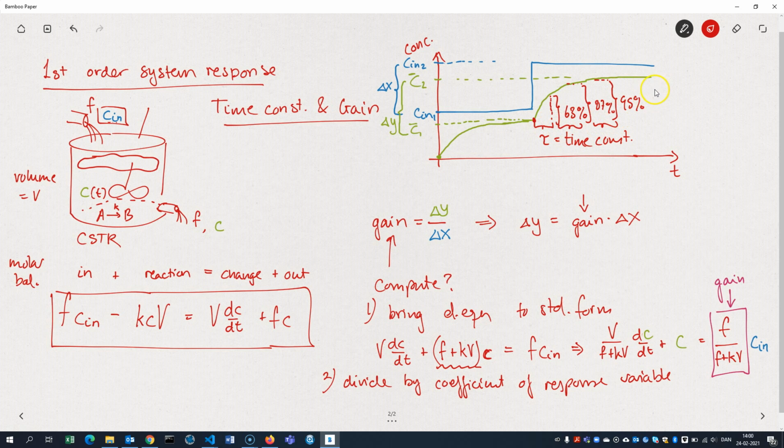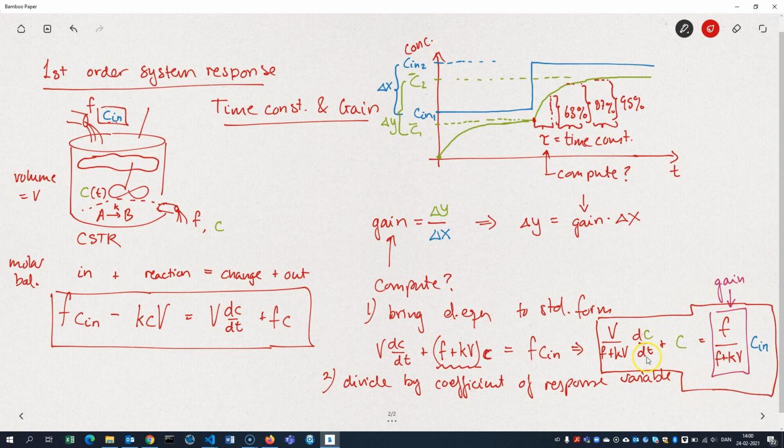As I said, we're never going to get to 100%. That's going to be at infinite time. But after 3 time constants, we will be almost there, 95%. So the question is, how do we compute the time constant? And again, the answer is in the differential equation. We've already brought it to this nice form here. Let's put a box around that, because that's a really useful form of the equation.